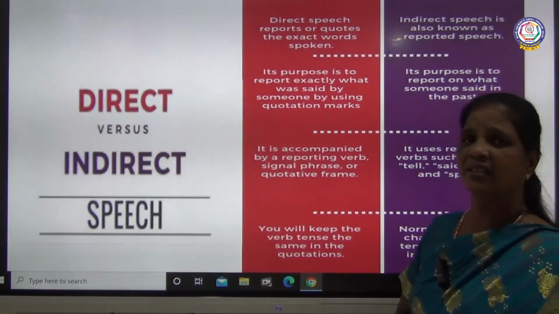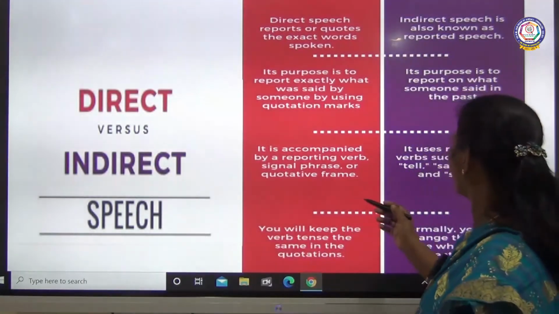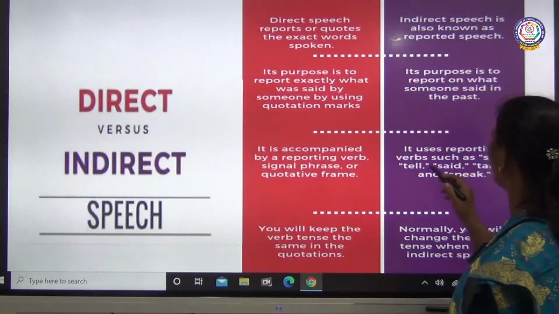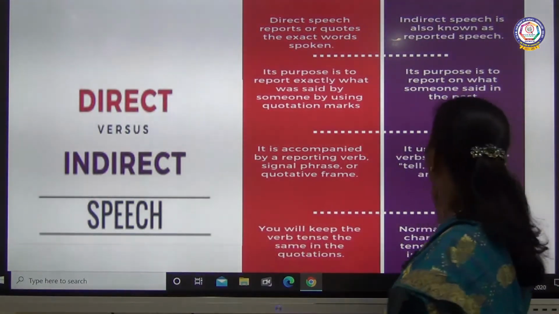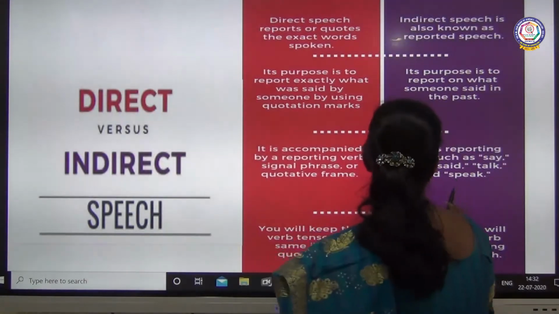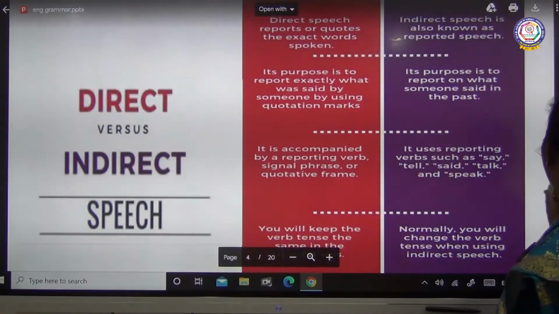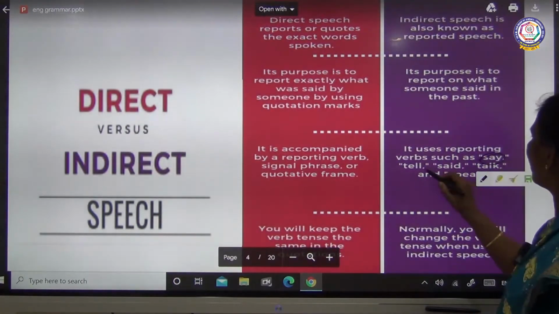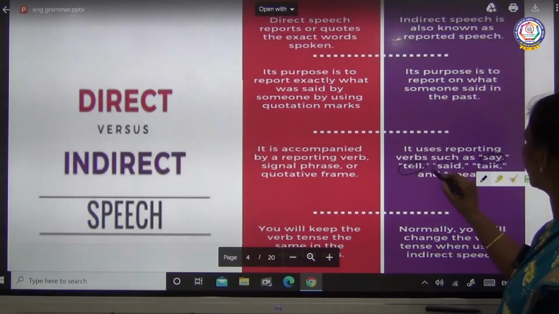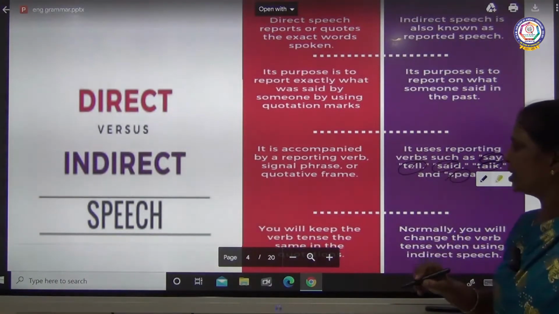So it will be given as a signal phrase or with a quotation mark. It uses reporting verbs such as say, tell, said, talk and speak. So these are the words we will be having as reporting words. You will be having say, tell, told, said, talk, speak. So these are the words we will be using.